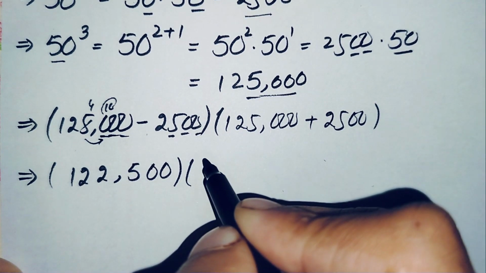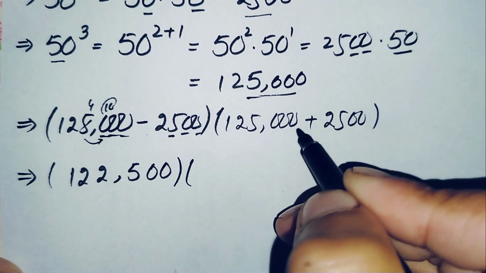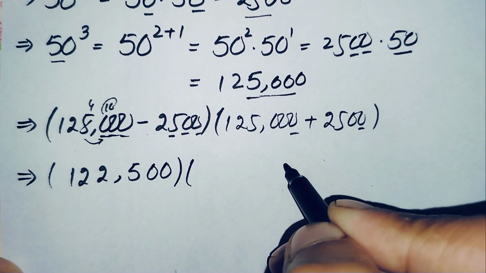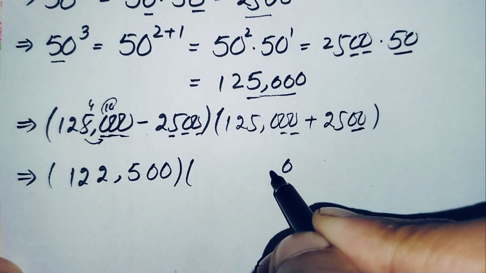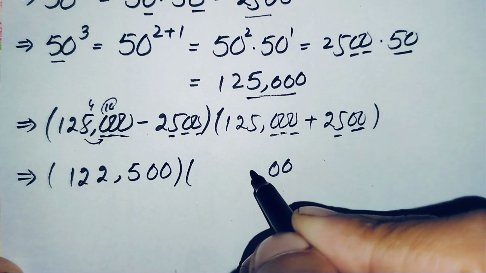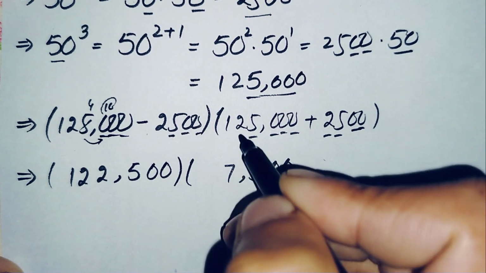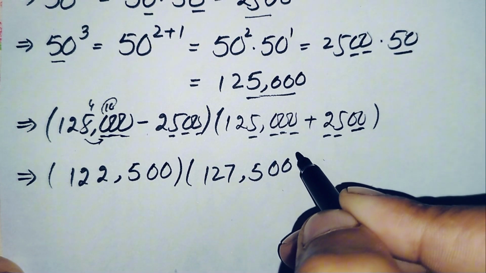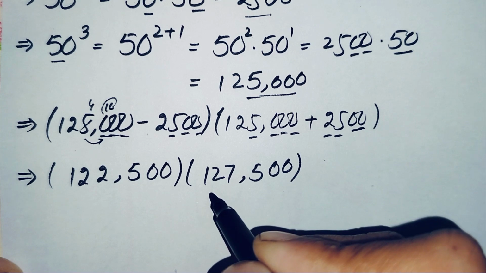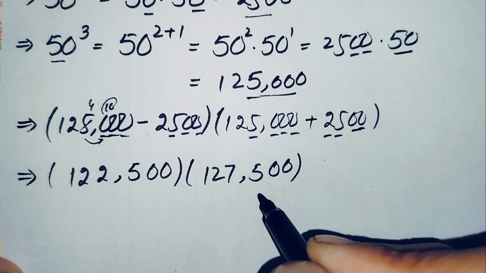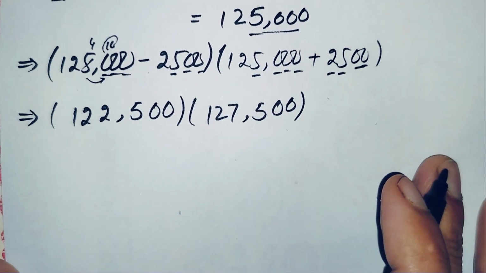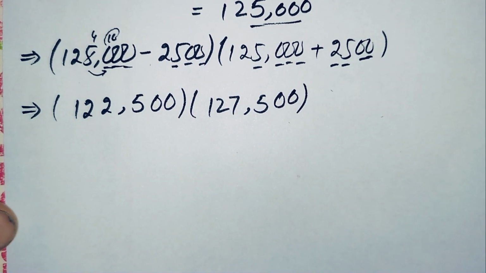Now we'll add these two numbers. It is very simple. 0 plus 0 is 0. 0 plus 0 is 0. 5 plus 0 is 5. 2 plus 5 is 7. 2 and 1. So the addition of these two numbers gives 127,500. Now here we have to multiply these two numbers with each other.